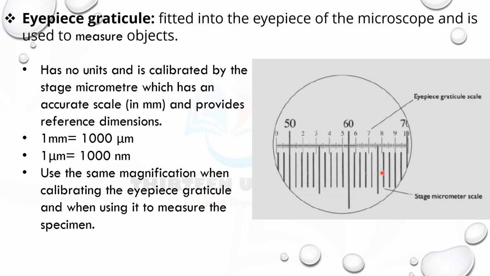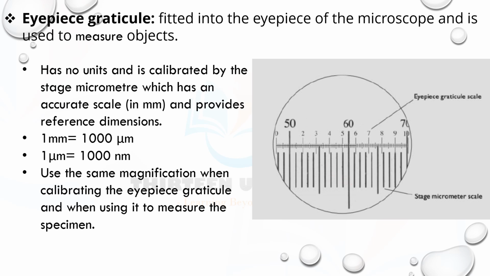Now you clash the two of them and find the point of overlap. For example, the points of overlap are here, here, and even here. This is where the two divisions clash. Now eyepiece divisions from here to here is 10, 20, 30, 40, 45. So 45 eyepiece graticle divisions equals how many stage micrometer divisions? From here to here is 1, 2, 3, 4, 5, 6, 7, 8, 9, 10. So you have to clash them.